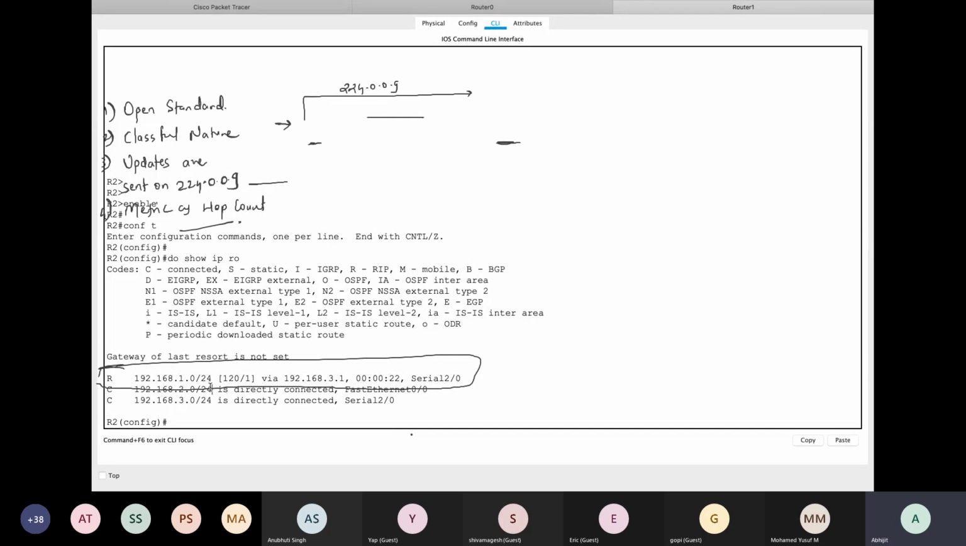You of course have a route that says 192.168.3.0, but that particular route is not there as a routing information protocol route or as a RIP route. And why is that? Because it is connected directly. And what difference does that make?